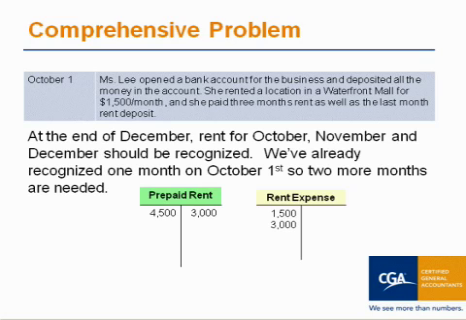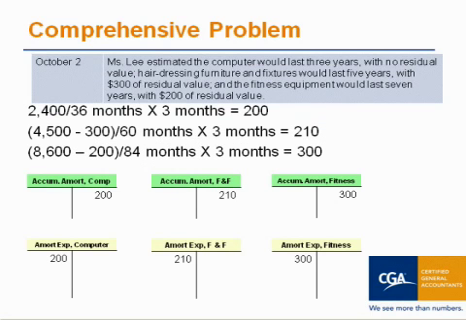So under rent expense, we have to increase rent expense by 2 times $1,500. So we'll debit rent expense by $3,000. And we have to reduce the prepaid rent by the same amount. So we'll credit prepaid rent by $3,000. So we're only left with that 1 month. The last month's rent deposit is still going to be on the books. Everything else has been recognized as expensed and used up.